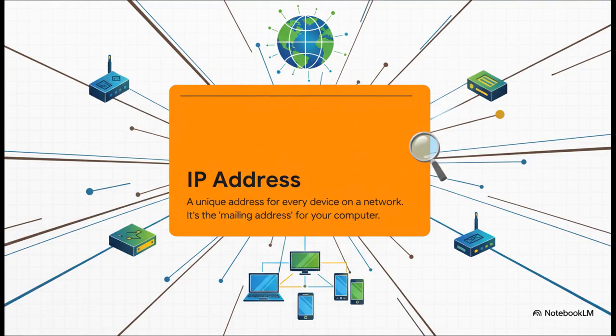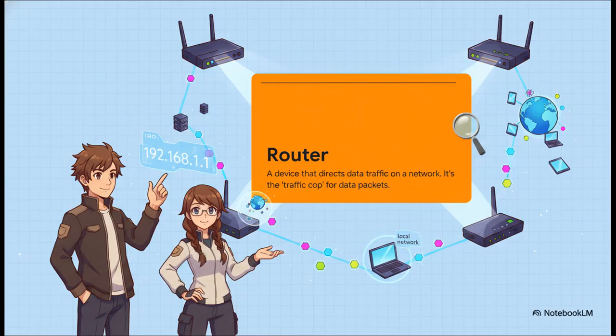So how do these packets know where to go in the first place? That's where the IP address comes in. It's really simple. Just like your house has a unique address so the mail carrier can find you, every single device on a network has a unique IP address. It ensures the right data gets to the right device. And who's directing all this traffic? The router, that little box with the blinking lights in the corner of your room. It's basically a traffic cop for your data. It looks at the IP address on every single packet and points it down the fastest, most efficient road to get where it's going.